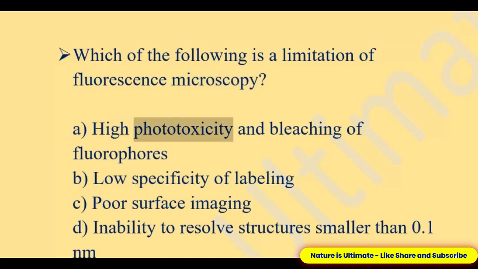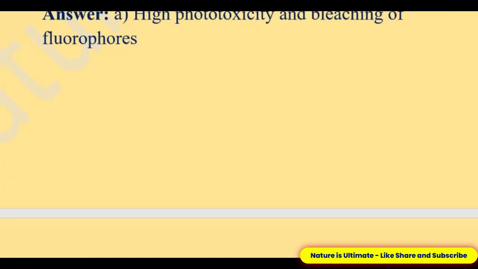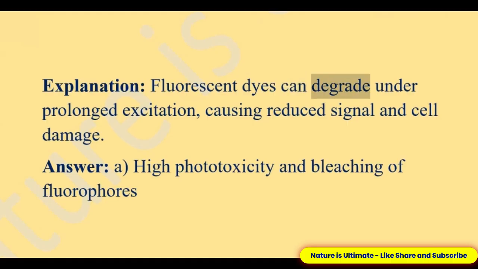Which of the following is a limitation of fluorescence microscopy? A. High phototoxicity and bleaching of fluorophores. B. Low specificity of labeling. C. Poor surface imaging. D. Inability to resolve structures smaller than 0.1 nanometers. Explanation: Fluorescent dyes can degrade under prolonged excitation, causing reduced signal and cell damage. Answer: A. High phototoxicity and bleaching of fluorophores.